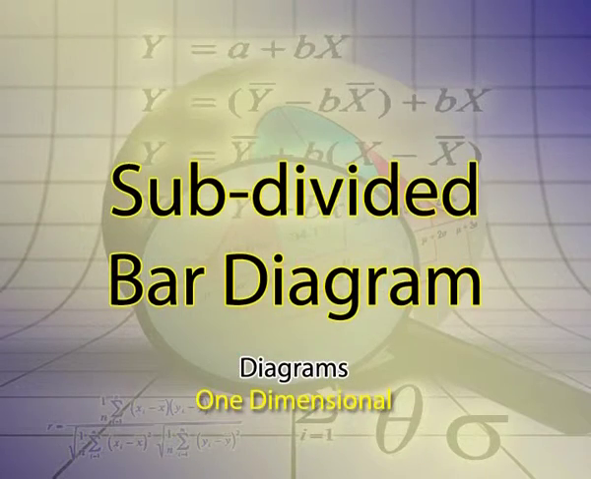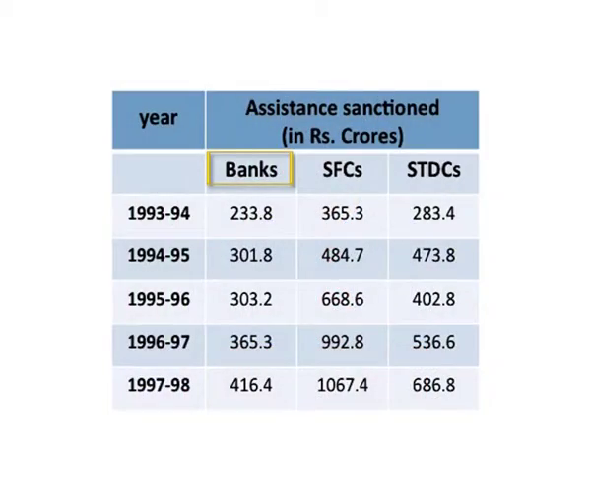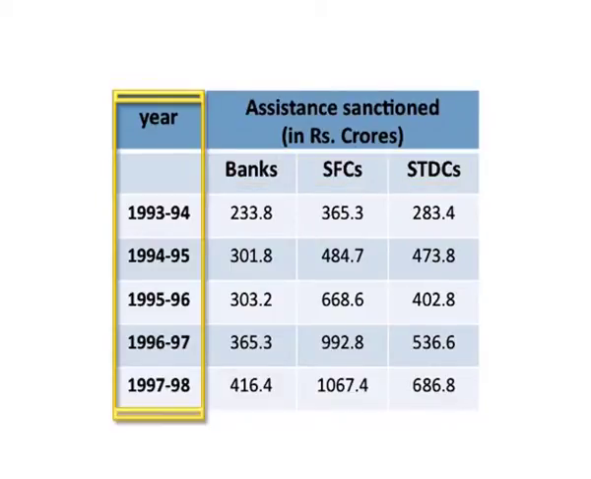Now, we shall discuss the subdivided bar diagram. The subdivided bar diagram is used when our variable under study is discrete and it has various components. As we see in this example, our variate under study is the assistance sanctioned in crores of rupees, and it has three components: the assistance sanctioned by the banks, SFCs, and STDCs in different years.